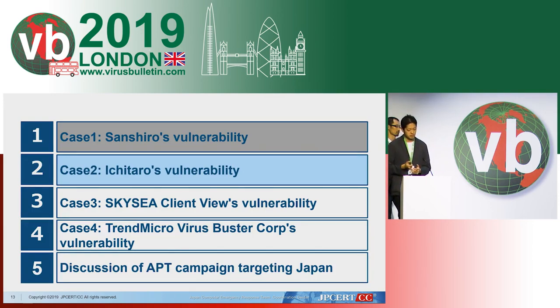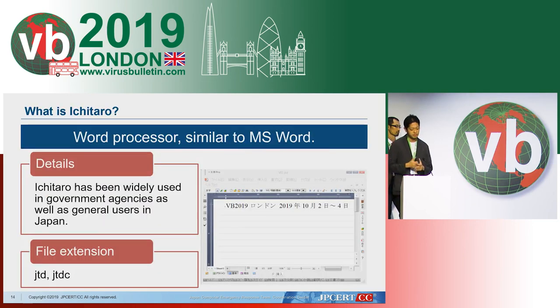Okay, let's move on to the second case, targeting Ichitaro. Maybe not everyone knows Ichitaro, so I would like to explain a little bit about it. Ichitaro is a Japanese word processor similar to Microsoft Word. Again, it's not a copy, it's just a Japanese Microsoft Word. It has been widely used in the Japanese government as well as by general users in Japan.